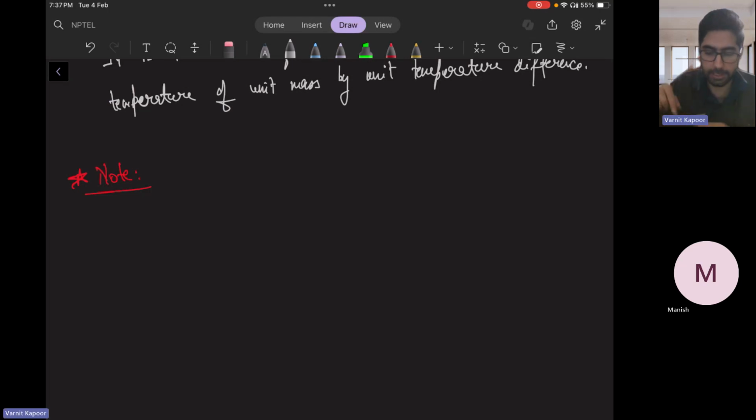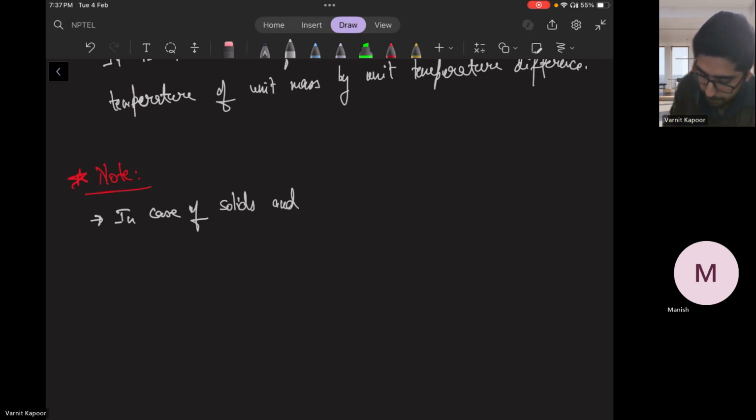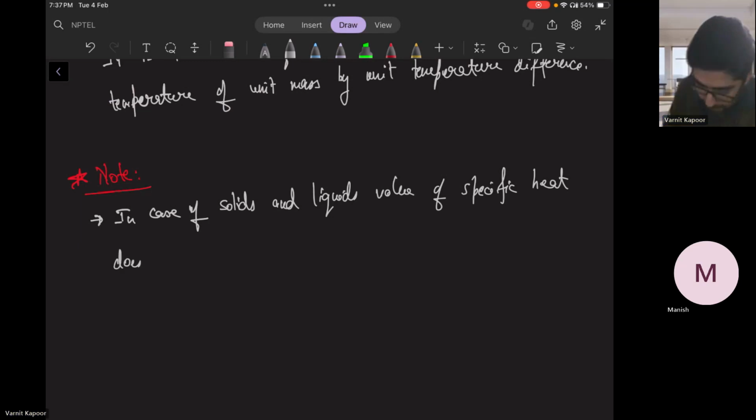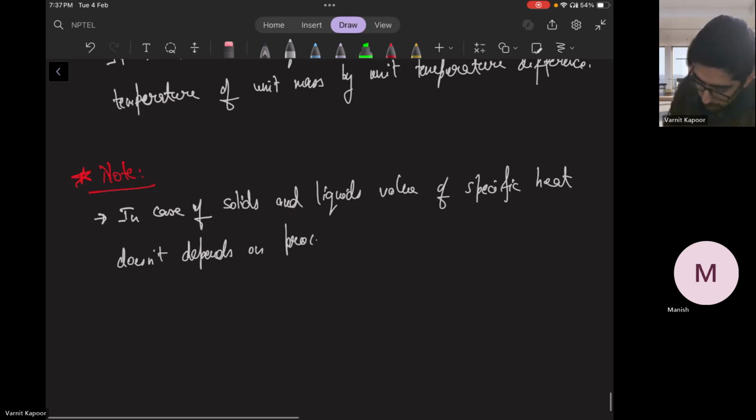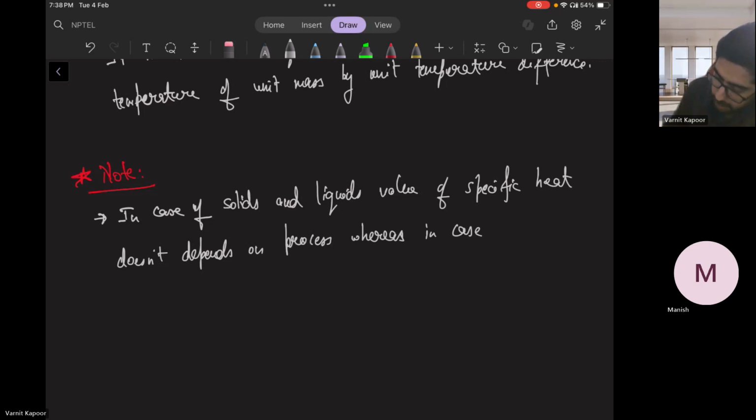Okay, all right, let me write this. Very important point. In case of solids and liquids, the value of specific heat doesn't depend on the process. Whereas in case of gases, it depends on the process.